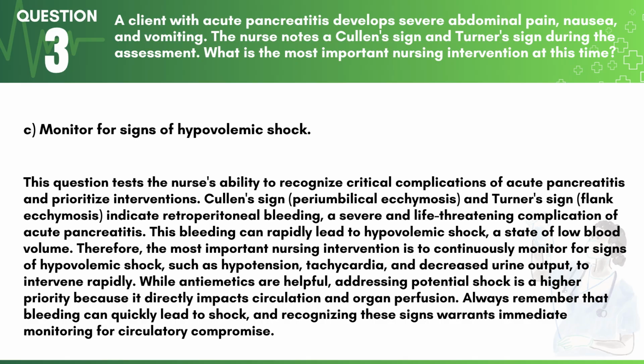Therefore, the most important nursing intervention is to continuously monitor for signs of hypovolemic shock, such as hypotension, tachycardia, and decreased urine output, to intervene rapidly. While antiemetics are helpful, addressing potential shock is a higher priority because it directly impacts circulation and organ perfusion. Always remember that bleeding can quickly lead to shock, and recognizing these signs warrants immediate monitoring for circulatory compromise.